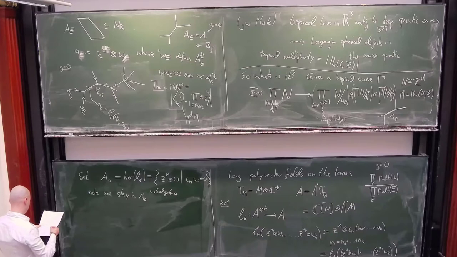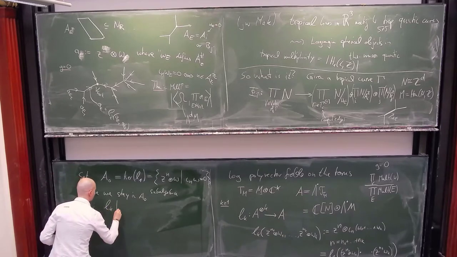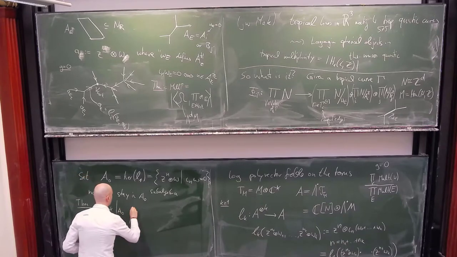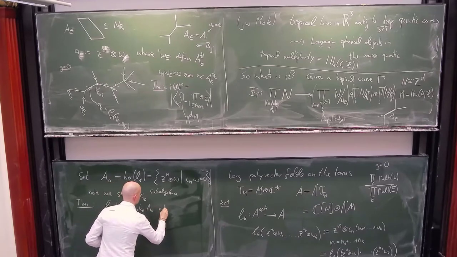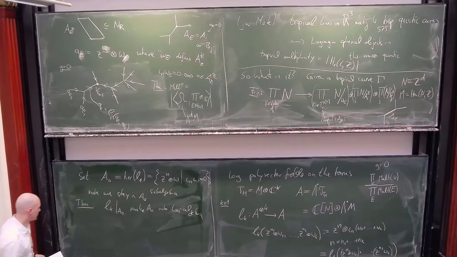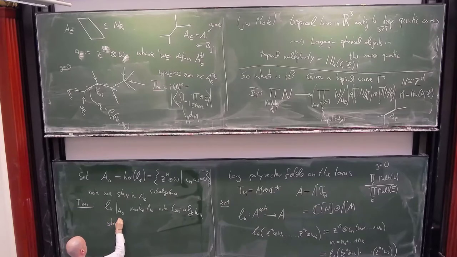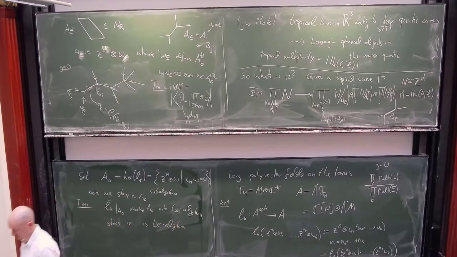And then the statement is that when you restrict the LK operations to this A naught, they make A naught into an L infinity algebra. And in fact it is strict, meaning that it's also a Lie algebra. Generally, the L infinity idea is a generalization of Lie algebra. This is, in fact, also a Lie algebra.